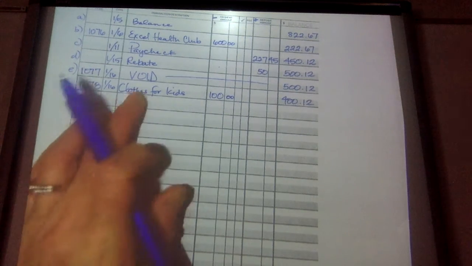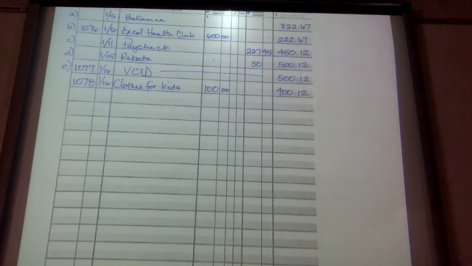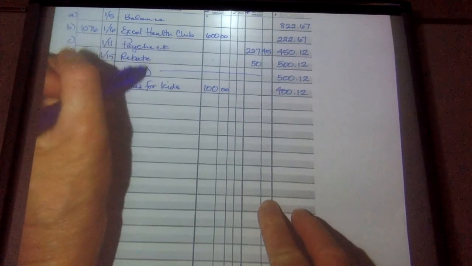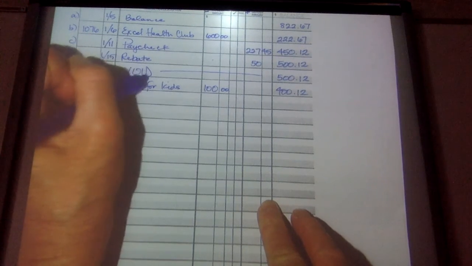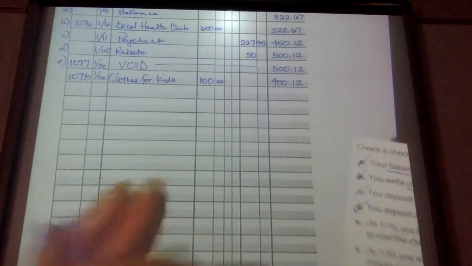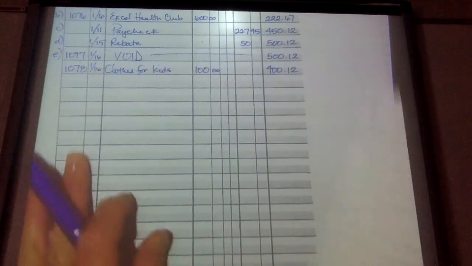So it is good to record a check once it is void so that you don't go thinking, oh, how come check 1077 never cleared my bank? So it's good to know, oh yeah, it's because I made a mistake and I had to cross it out. So that was part E.